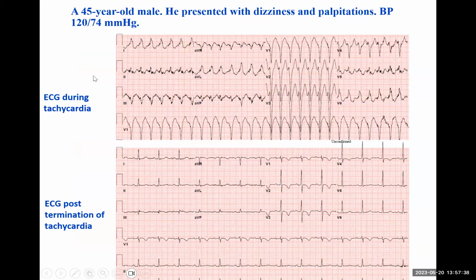The next patient is a 45 year old male in the emergency room because of dizziness and palpitations, blood pressure 120/74. At the top here, we have the ECG during tachycardia. At the bottom, the ECG post tachycardia termination. So what do you think? What is your diagnosis?